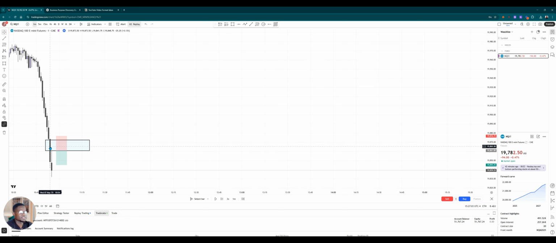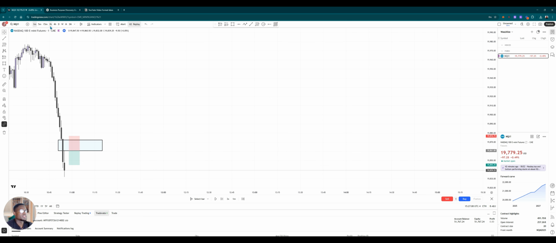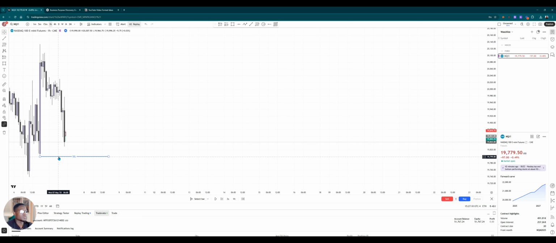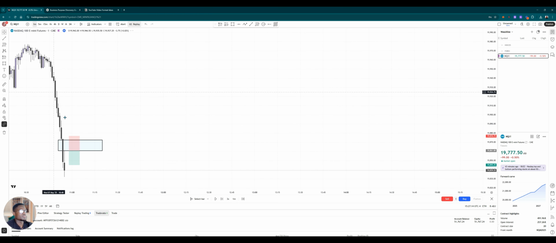And as soon as I see this, I'm thinking, okay, I can either target this draw on liquidity right here, or I can target a simple one-to-one trade, and I did end up targeting the simple one-to-one trade, and here's why.